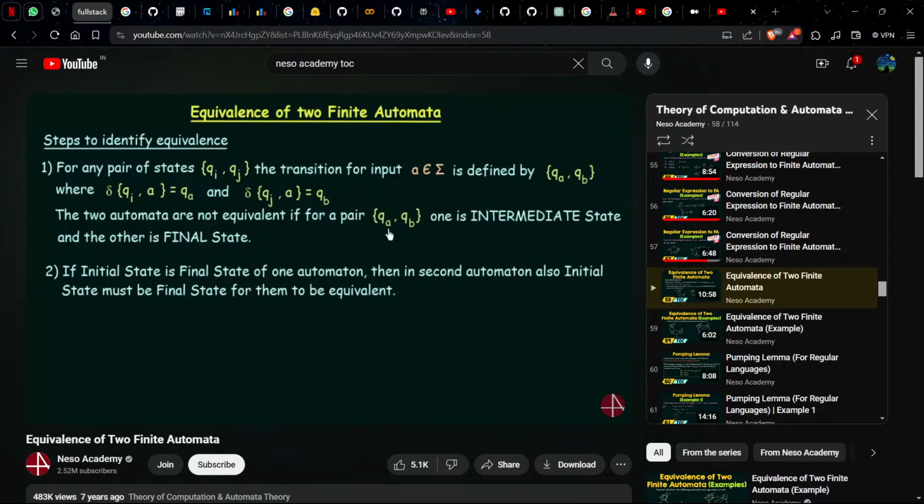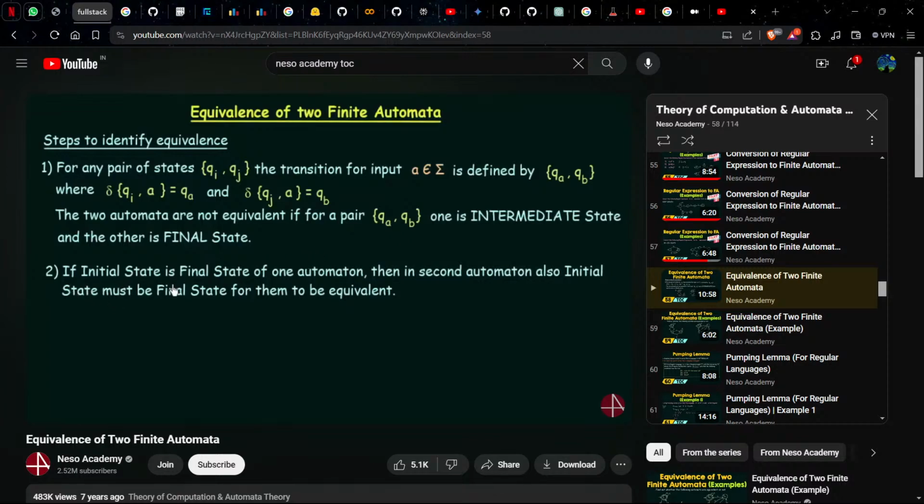And then if qa and qb are both final states or both non-final states, then we can say that the two automata are equivalent. That means when you get this pair qa, qb, if you see that both are either final states or non-final states, then the two automata are equivalent. But if you see that qa is an intermediate state, that means a non-final state, and qb is a final state, that means if one is an intermediate state and the other one is a final state, then the two automata are not equivalent. So that is what these steps are trying to tell us. This will become more clear when we take an example.